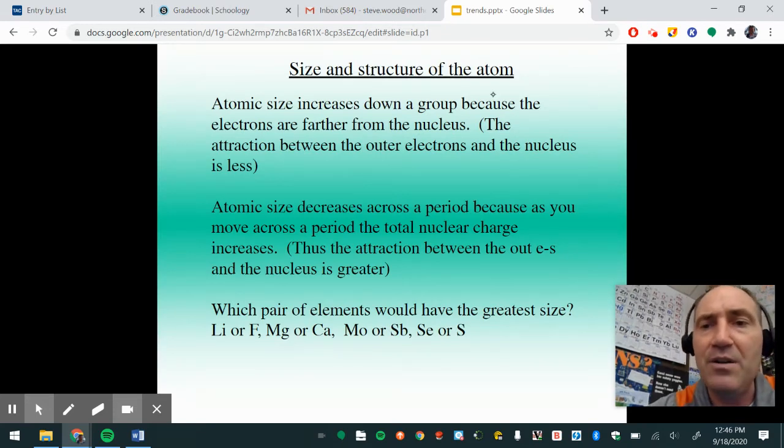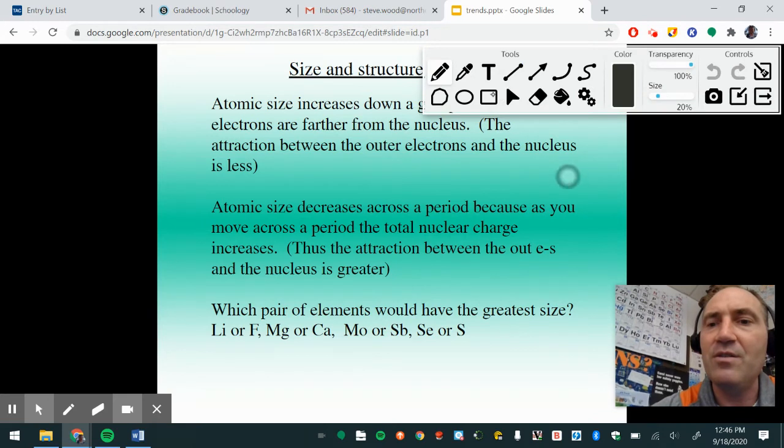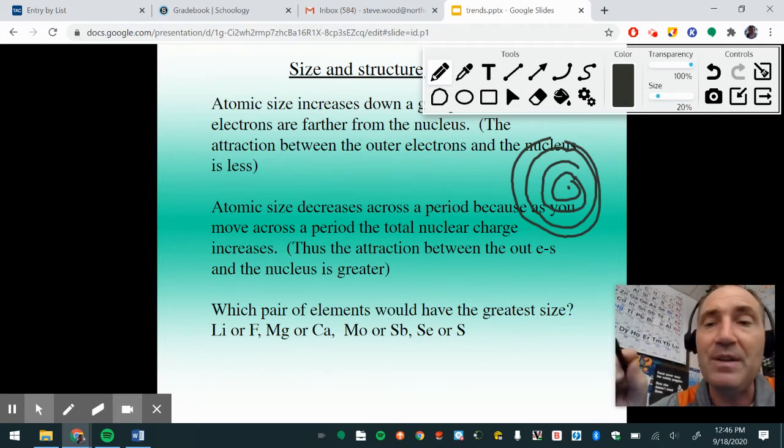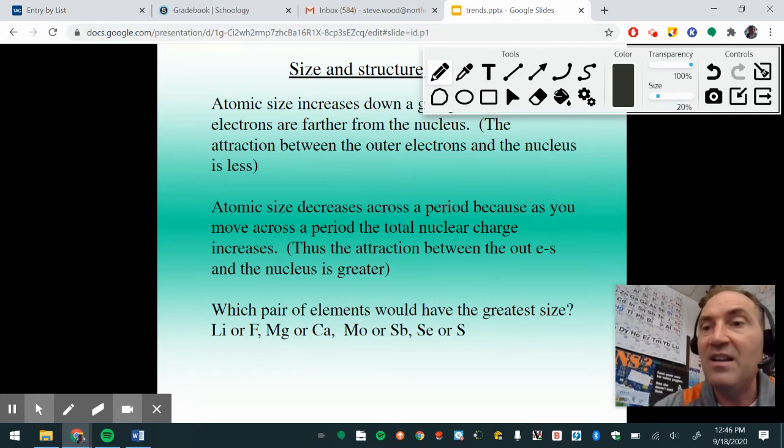So think of it this way, right? The atom is bigger as you go down. Okay, so here's one layer, and then you're adding. See, every time I add an energy level, it gets bigger, doesn't it? That's what happens when you go down a group. You're adding energy levels, and that's why it gets bigger. There's more shielding. Everything happens as you go down a group.